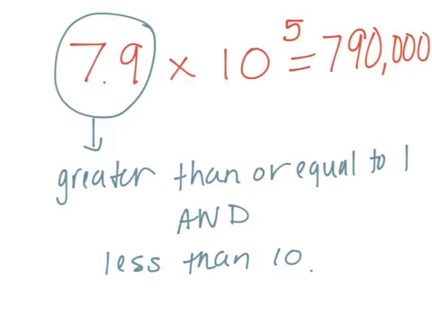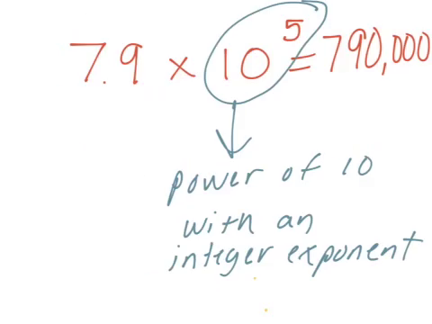The important thing to remember is our first number here is always going to be greater than or equal to 1, but it's going to be less than 10. So there's not going to be any more than one digit to the left of the decimal point, but you can have as many numbers as you want to the right of the decimal point. The important thing to remember is the second number will always have a base of 10, and then you'll have an exponent. A common error that you want to avoid is actually putting the base 10 first.